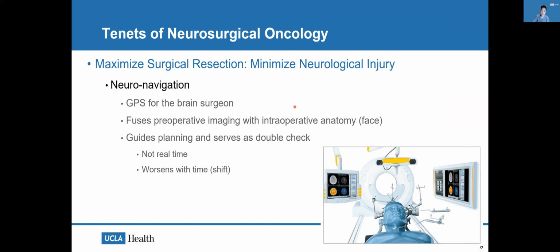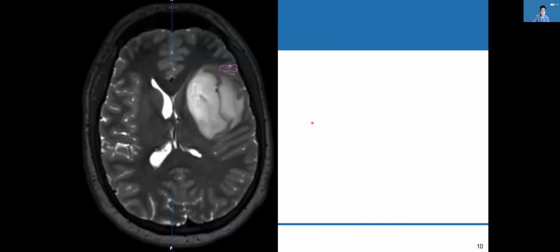And by doing so, we can identify structures and where we want to be down to a millimeter of accuracy. The downside is that this is based on preoperative imaging, and so it's not a real-time image. And so we have to make adjustments and know that it can be off the further along we are in the surgery, and then as the brain starts to sink and sag with shifting during the resections.